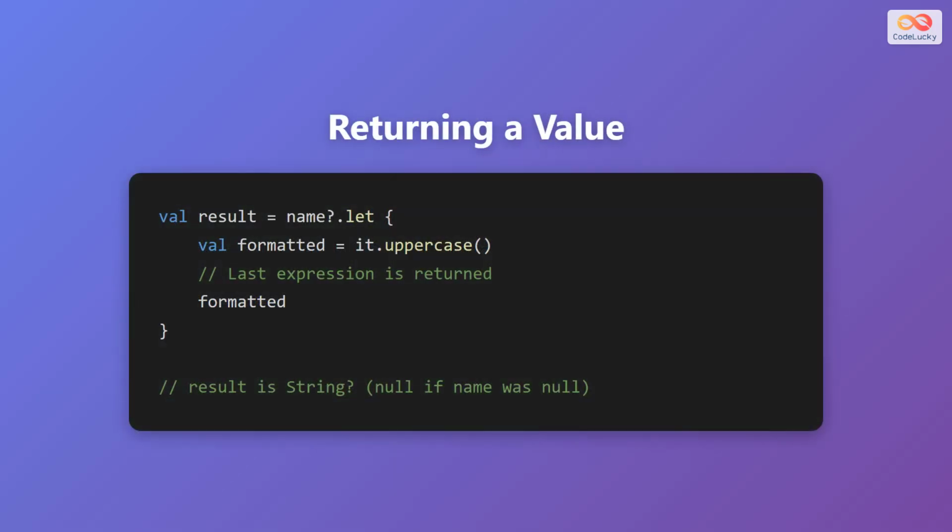The let function can also return a value. When you use let, the last expression in the lambda becomes the return value. In this example, we create a variable result that stores the return value. Inside the let block, we transform the string to uppercase and store it in formatted. Since formatted is the last expression, it becomes the return value. The type of result is nullable string, meaning it will be null if name was null, or the formatted value if name was not null.